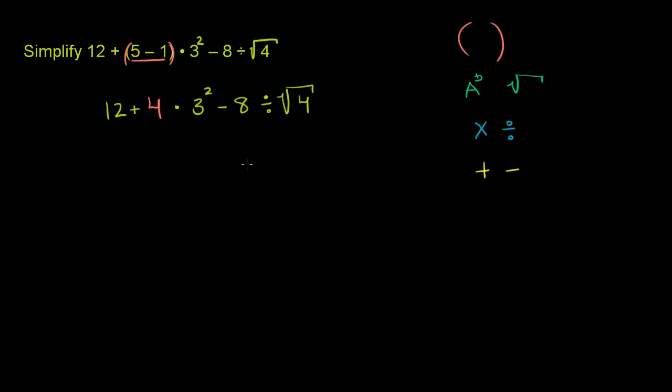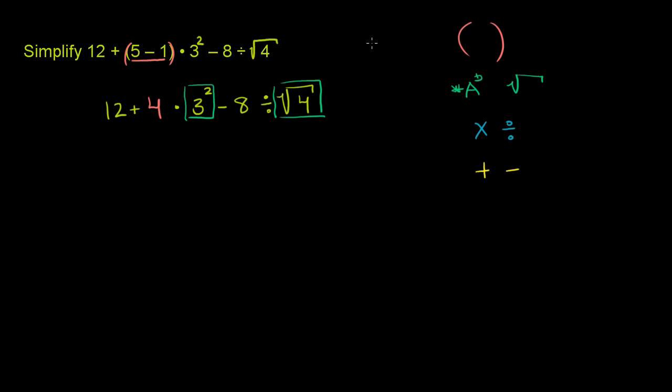Now, we got all our parentheses out of the way. Do we see any exponents here? We're at this stage now. Well, I have this 3 to the second power, 3 squared, and I also have the square root of 4. So let's evaluate those next. 3 to the second power is 9. That's the same thing as 3 times 3.